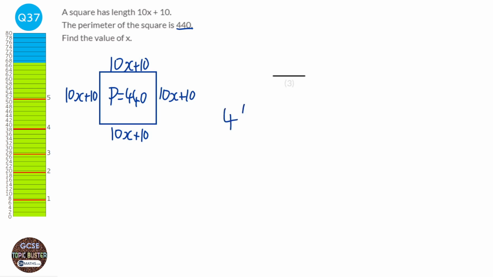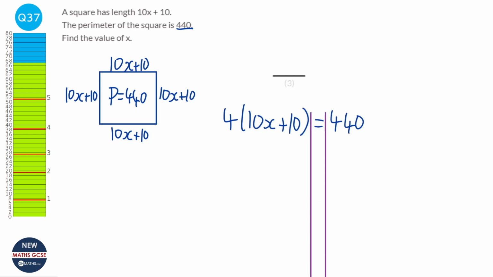So we're going to do 4 times 10x plus 10. But we also know that that is going to be 440 because we're told in the question that the perimeter is 440. So put our lines in because we're going to solve, and we're just going to start by expanding the brackets. So that'll be 40x plus 40 equals 440.